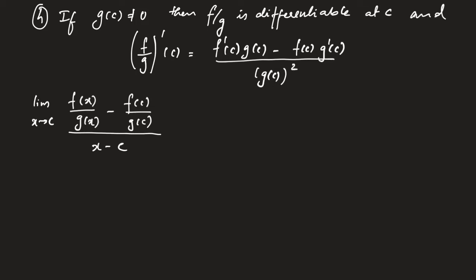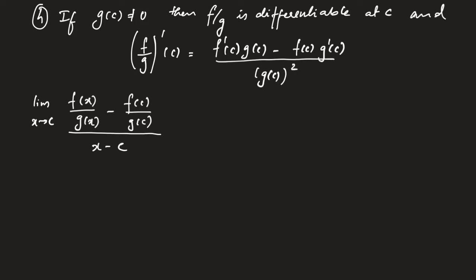g of c is not equal to 0 and g is continuous. Why? Because g is differentiable and differentiable functions are continuous. So because g is continuous and g of c is not equal to 0, we can find a neighborhood of c such that if x belongs to this neighborhood, then g of x is also not equal to 0. Because we are taking limit x tends to c, we can take such a neighborhood and assume that our x lies inside it. And that is why we can do everything that we are doing.